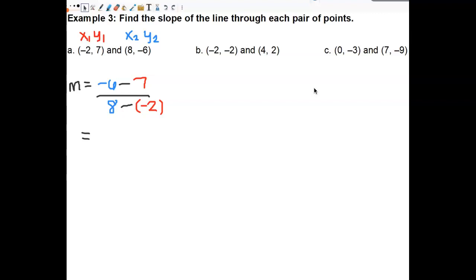So a -6 minus 7 is -13. A minus turns to a positive. 8 plus 2 is 10. In slope, we like to leave it as fractions. That's why it's helpful to not use a calculator, because if you put this in your calculator, you'd get -1.3. But for slope with lines, we want it to be a fraction.